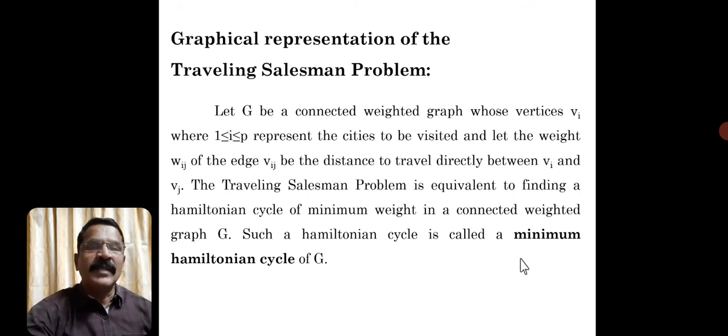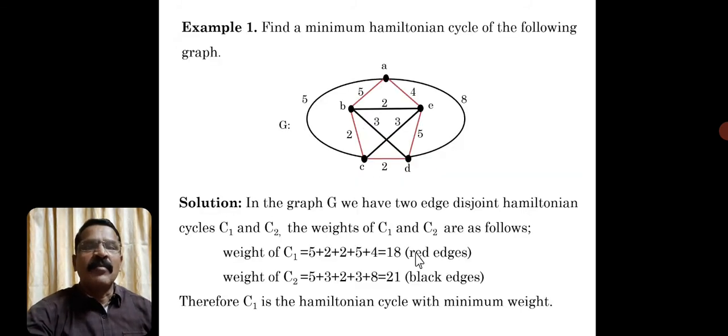So what do you mean by minimum Hamiltonian cycle of G? A Hamiltonian cycle with minimum weight amongst all the Hamiltonian cycles is called the minimum Hamiltonian cycle of G. That is, in a graph, if you could find the minimum Hamiltonian cycle of G, that will be the solution of the traveling salesman problem.